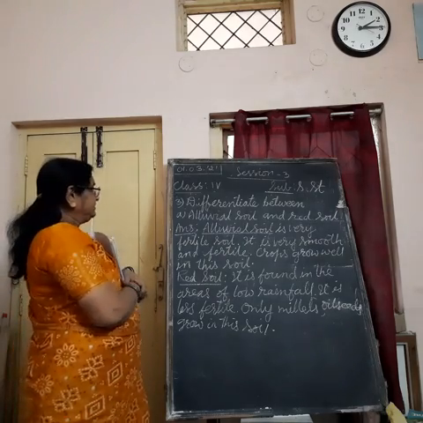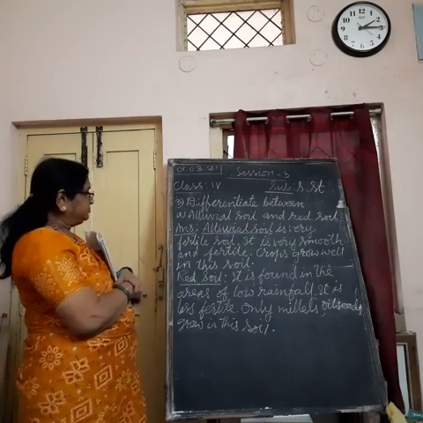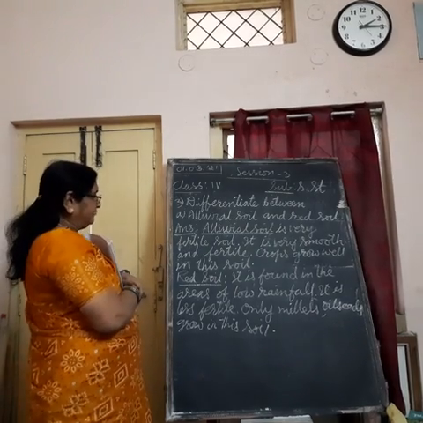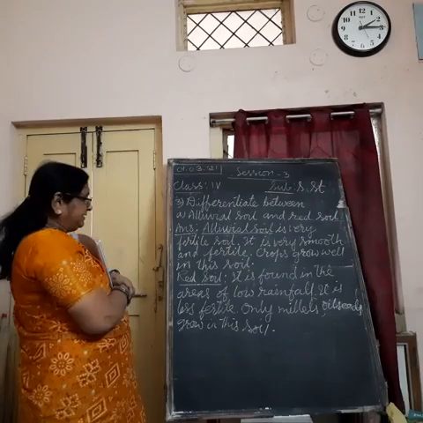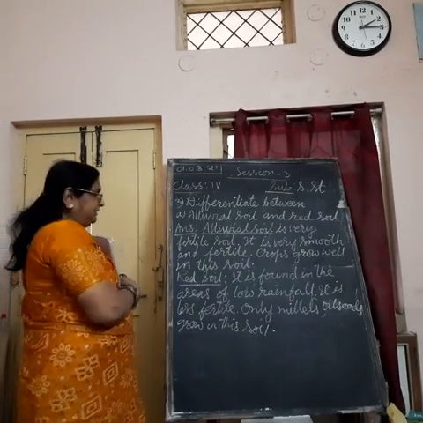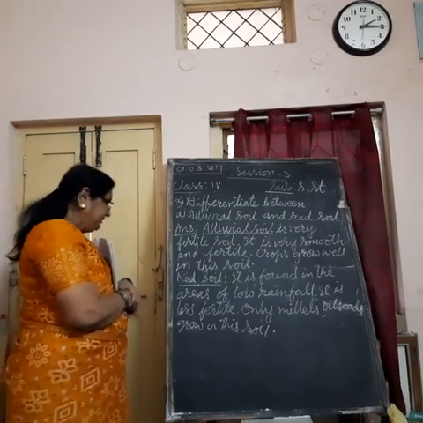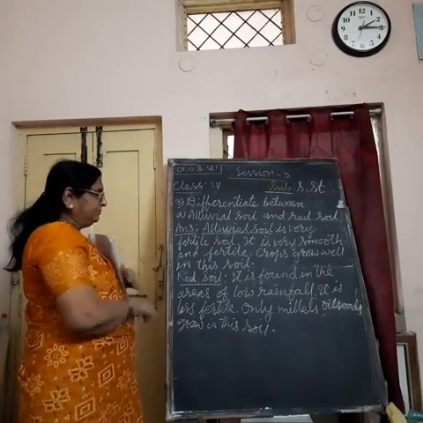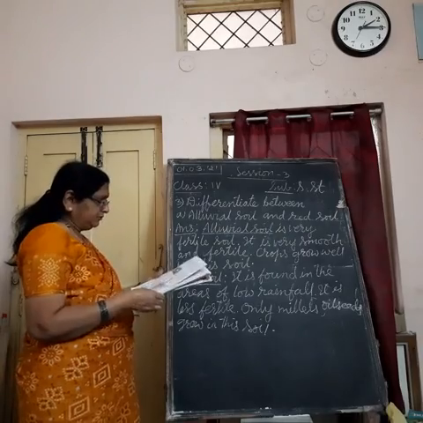Alluvial soil is a fertile soil. It is very smooth and fertile. Crops grow well in this soil. Second, red soil is found in the areas of low rainfall. It is less fertile. Only millets, oilseeds, etc. grow in this soil.